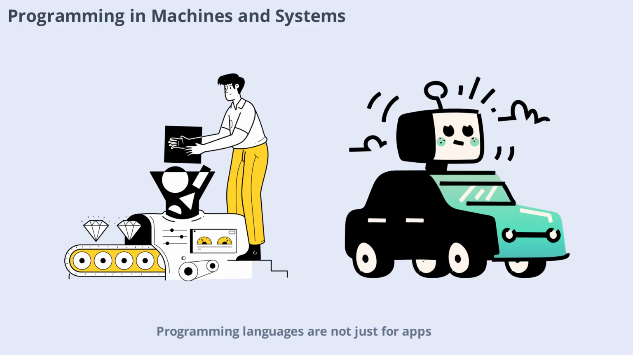Programming languages are not just for apps and games, they also control machines and systems. From washing machines to traffic lights and even robots, code tells these devices how to operate. This shows how programming languages impact our daily lives in ways we might not even notice.